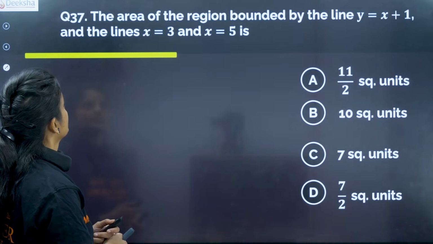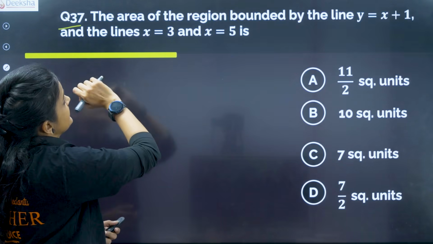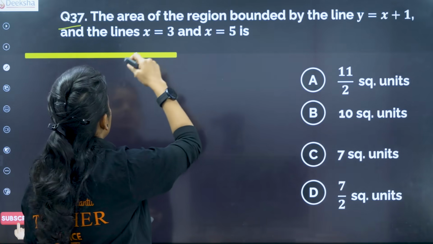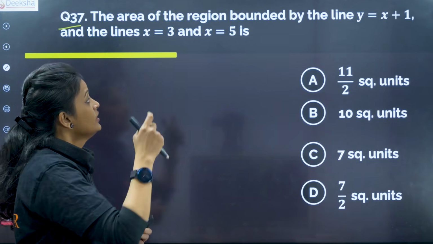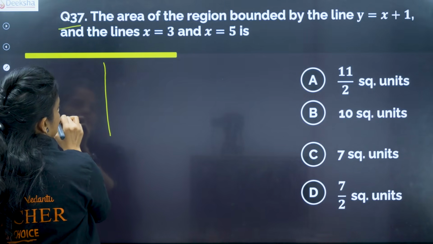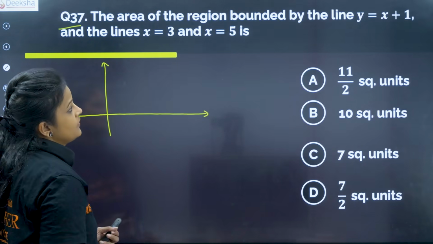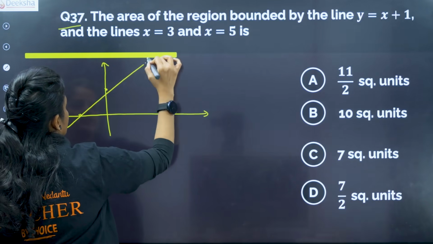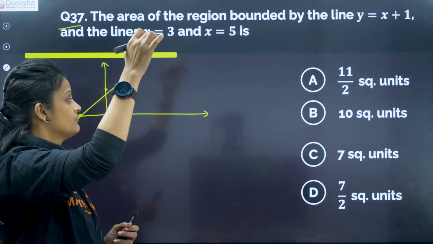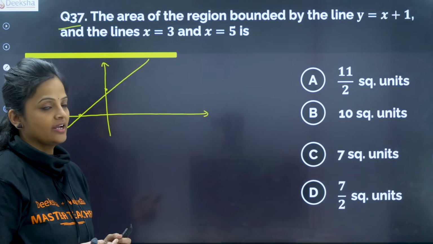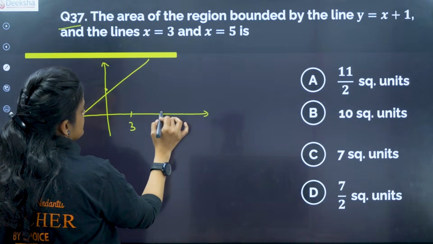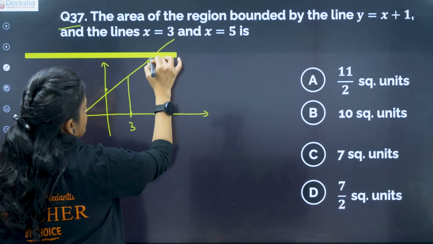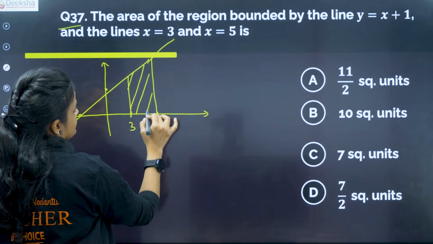Let's see the next question. 37th question. The area of the region bounded by the line y is equal to x plus 1 and the line x is equal to 3 and 5 are given. Just if I draw a rough graph, what I understand is the line looks like this. So this is something which is cutting the x axis as well as the y axis. So this point is 3, I am taking roughly. So this is the area what we are finding now, right?